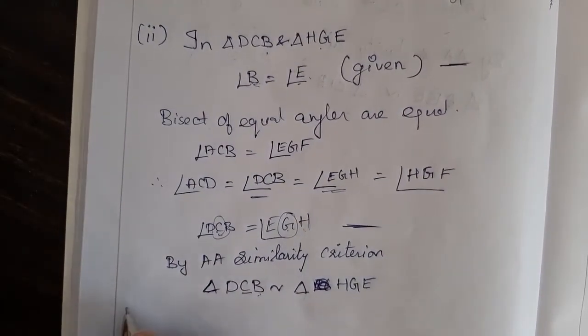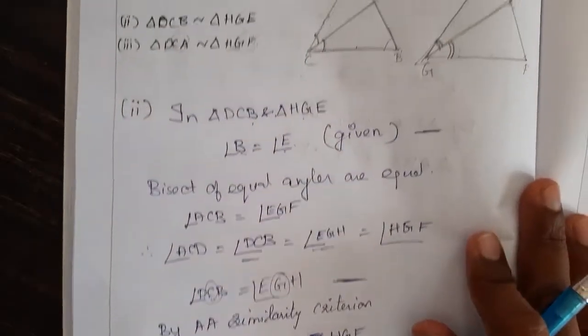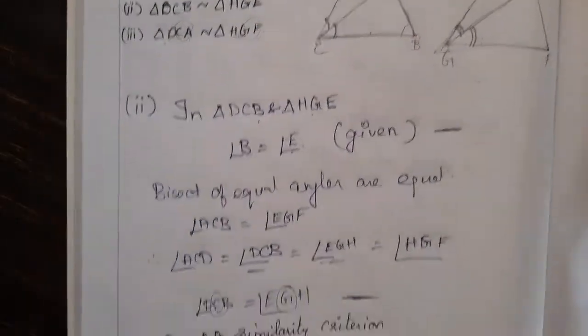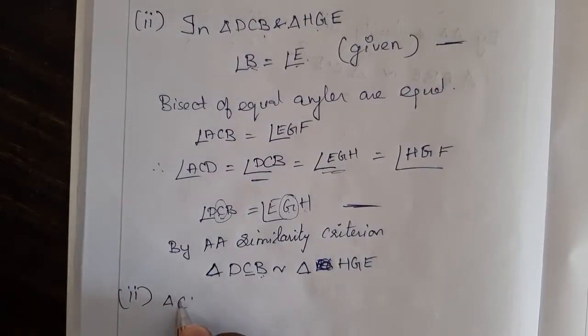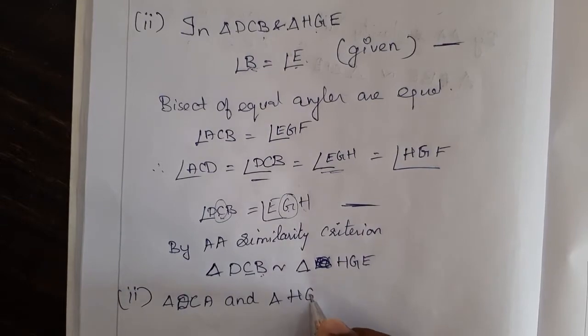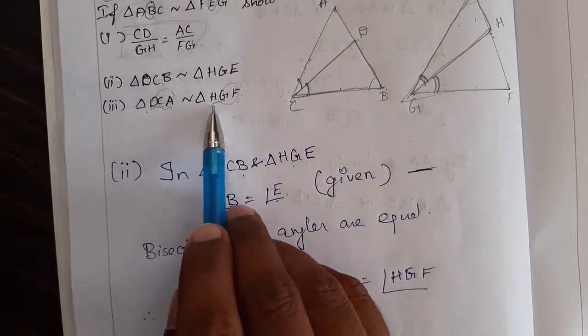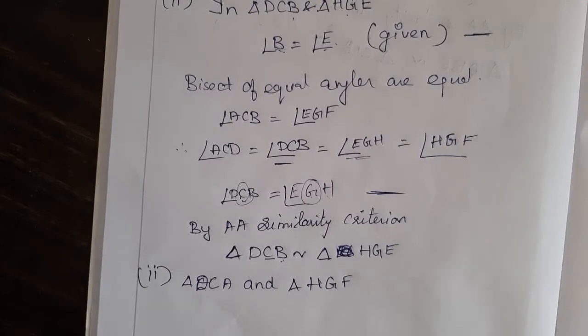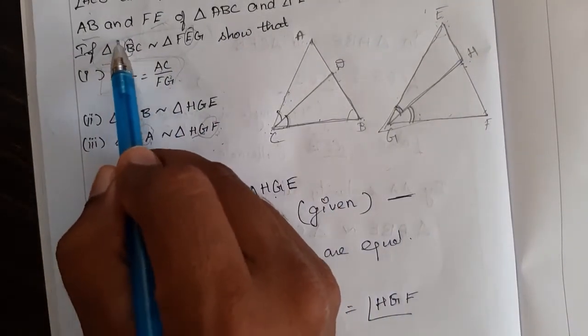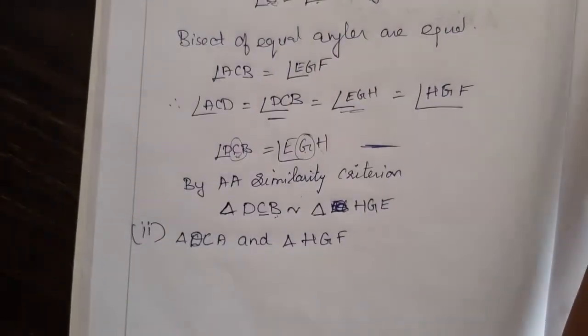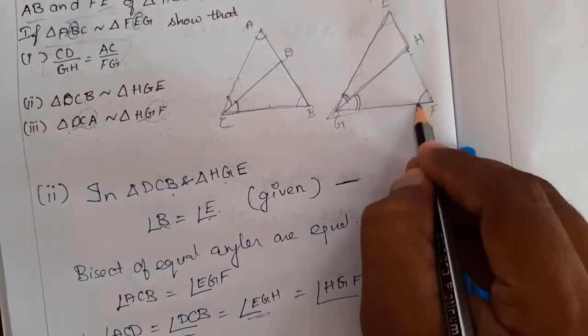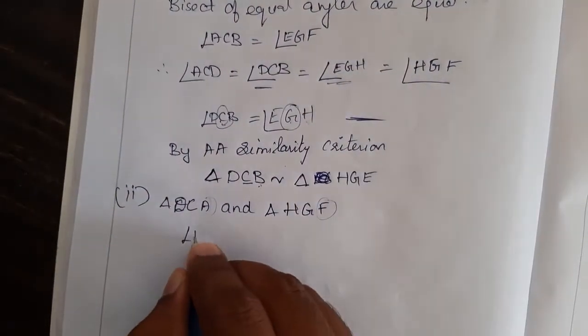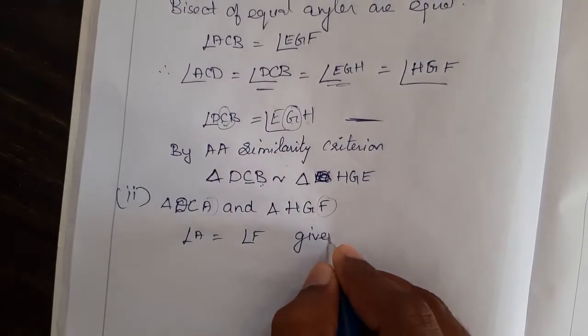These both are similar. So next we are going to prove the triangle DCA is similar to triangle HGF, right? DCA and HGF. The same way we can prove. So in DCA and HGF, which two angles are given? It's already given there, right? You can see that angle here, this given corresponding. So angle A is equal to angle F, which is given. Given means it's not directly given, it is given as a similarity.